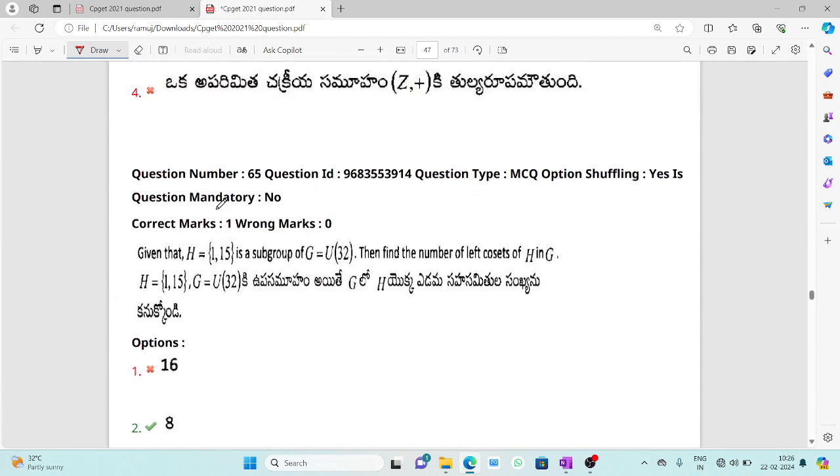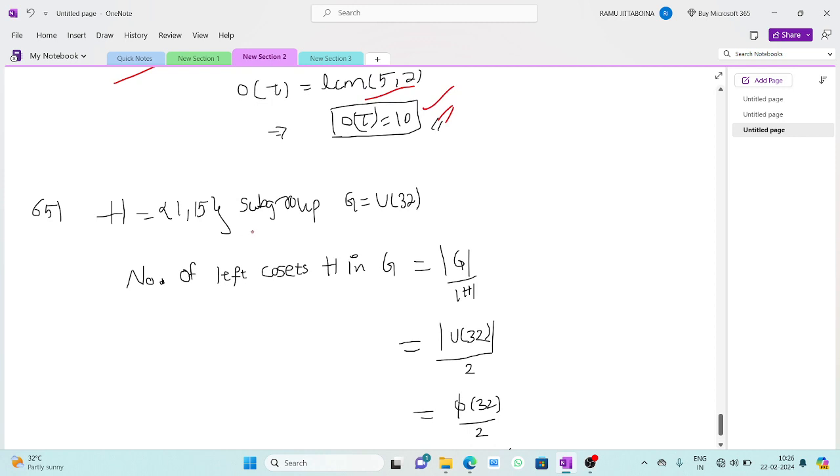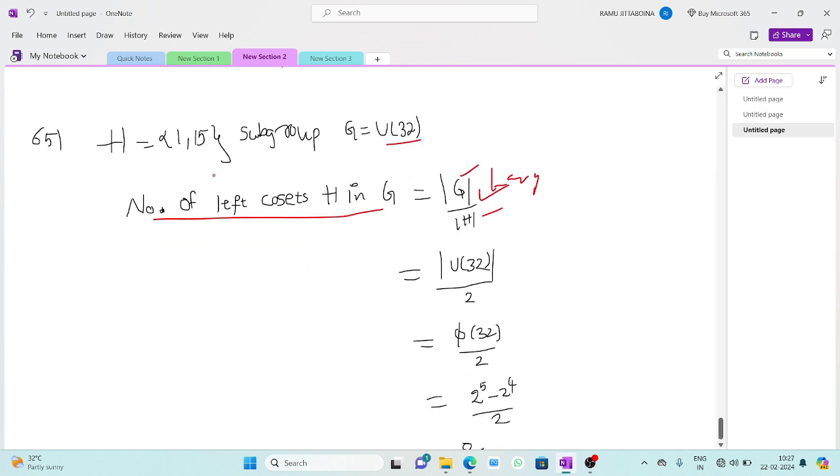Question 65: given that H equal to the set {1, 15} is a subgroup of G = U(32), find the number of left cosets of H in G. Just remember, whenever it asks for left cosets, we use Lagrange's theorem. The number of left cosets of H in G is the order of the group divided by the order of the subgroup. The order of G is that of U(32) and the order of H is 2 because it contains two elements. So I just apply Lagrange's formula.